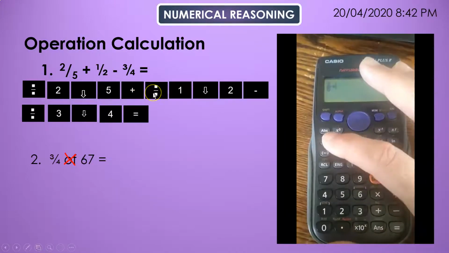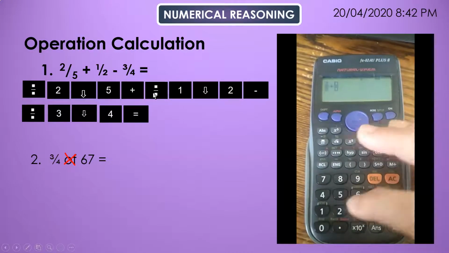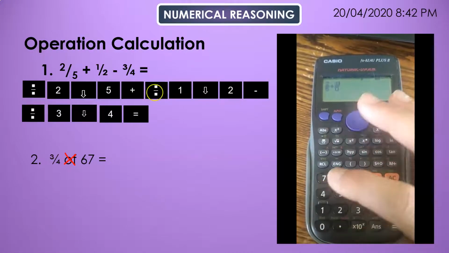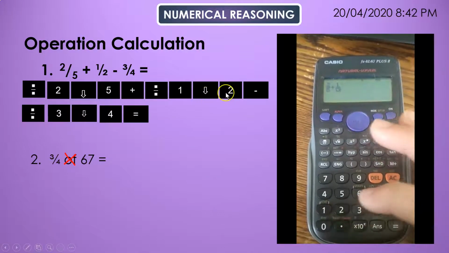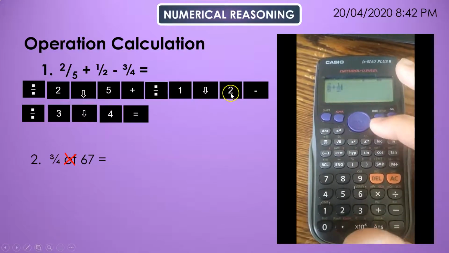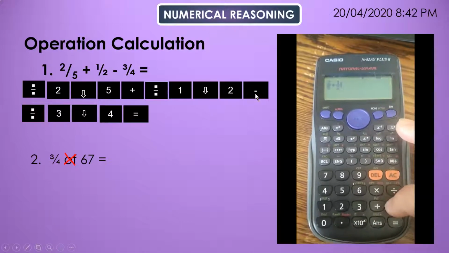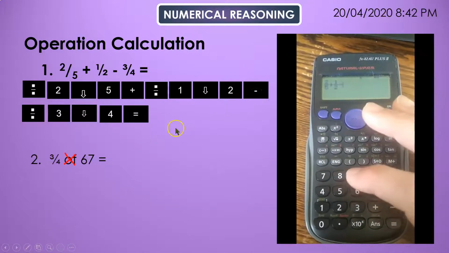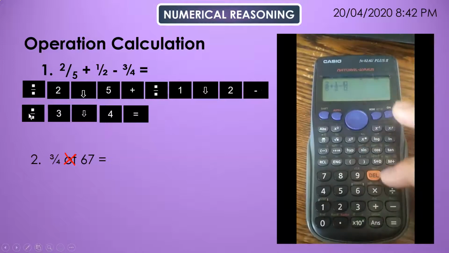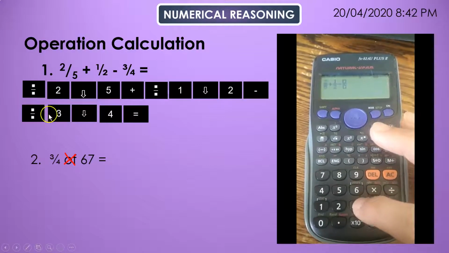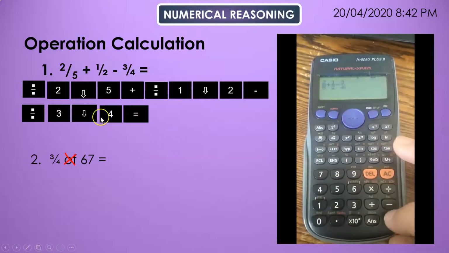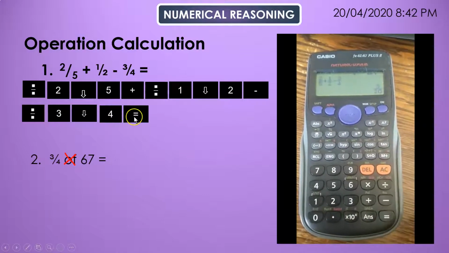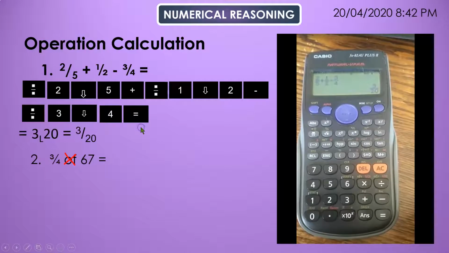So again, with another fraction, so we put in a half. So 1 is the numerator. Press down for the denominator to get 2. Pressing right again. Take away another fraction, so double box. 3, down, 4. Press equals, and we have our answer.